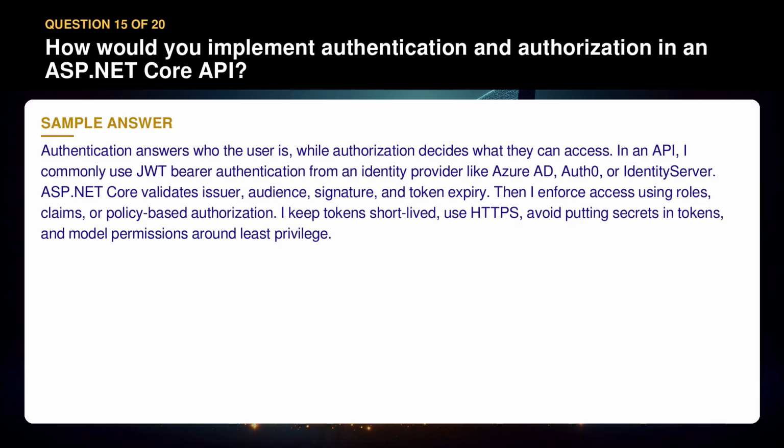Authentication answers who the user is, while authorization decides what they can access. In an API, I commonly use JWT bearer authentication from an identity provider like Azure AD, Auth0, or Identity Server. ASP.NET Core validates issuer, audience, signature, and token expiry. Then I enforce access using roles, claims, or policy-based authorization. I keep tokens short-lived, use HTTPS, avoid putting secrets in tokens, and model permissions around least privilege.